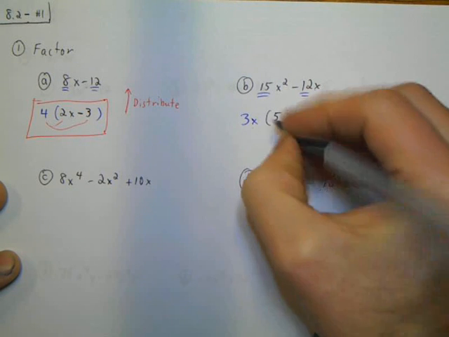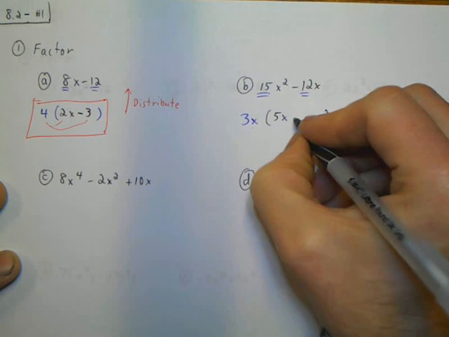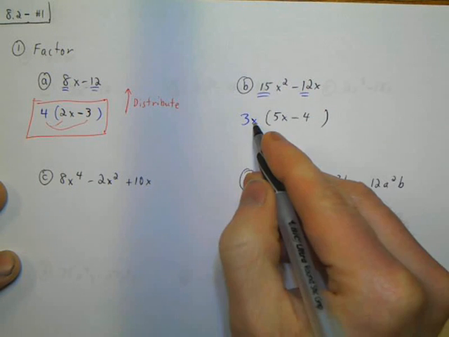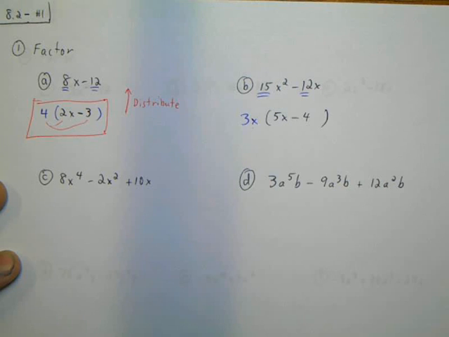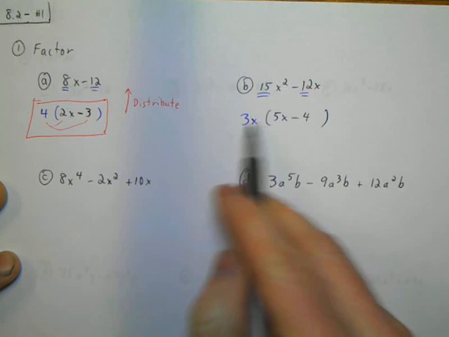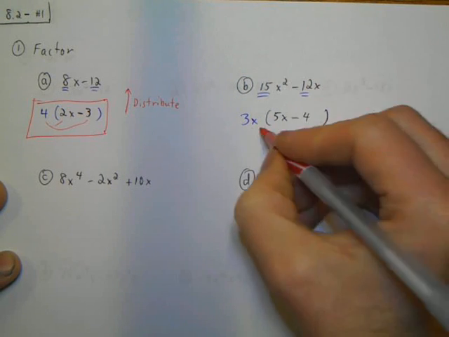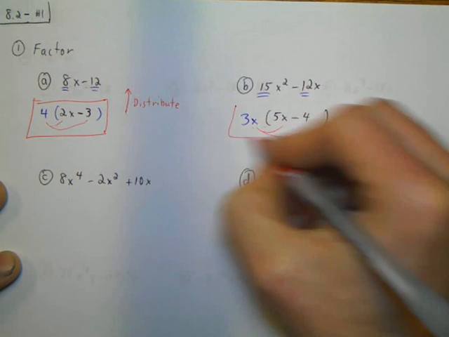X. 3 times what is negative 12? That would be a minus 4. And x times what is x? Just a 1. So in this case, 3x times negative 4 is negative 12x. 3 times 5 is 15. X times x is x squared. And this is, if we were to check by distributing, that is our final answer.